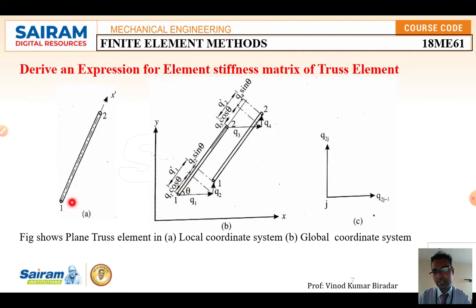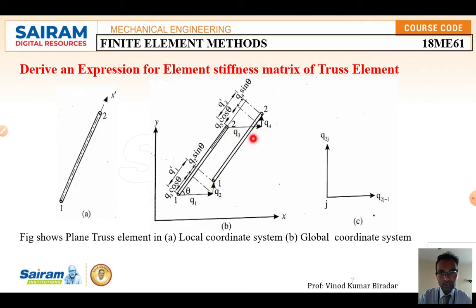Here is the element. In the local coordinate system, the orientation is along the axis of the truss element, whereas here it is a two-dimensional object, so x and y will be there. Look at this element. If you displace this position, it changes. From here to here the length will be q1, and from here to here the length will be q3.